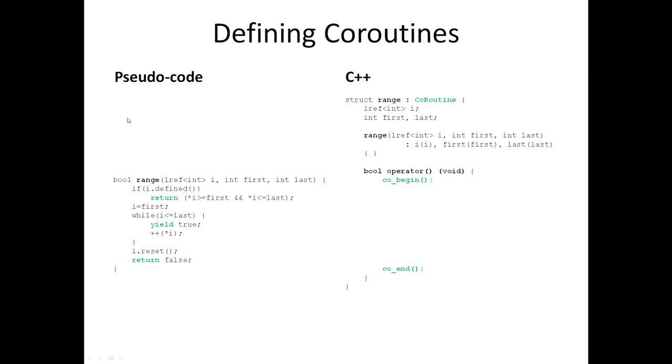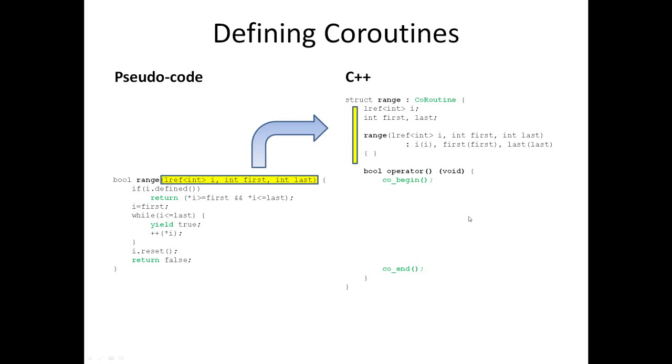Let me switch to slides to explain how to define coroutines in C++. To the left here is the same pseudocode for the coroutine range. And to the right is the skeleton C++ definition. As you can see, the basic idea here is to turn the coroutine into a function object. The base type we use here is a class called coroutine, which is provided by Castor. The function call operator must have a return type bool, and the statements in the function call operator are bounded by these two statements. These are macros, co-begin and co-end.